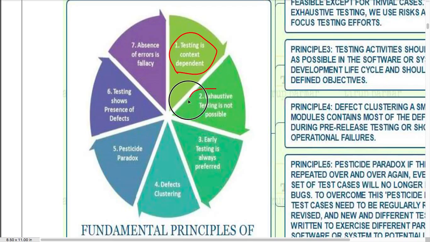Then next is exhaustive testing is not possible. What do we mean by exhaustive testing? It means trying each and every type of combination, all types of trial and error, trying the software in each and every exhaustive manner, dragging the software to its maximum limit. That's not possible and it will waste most of your time.